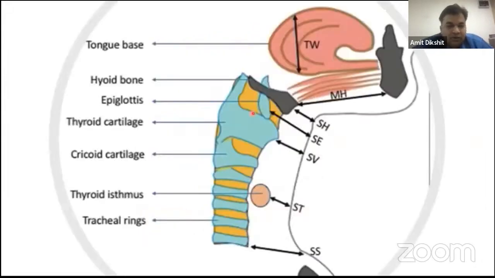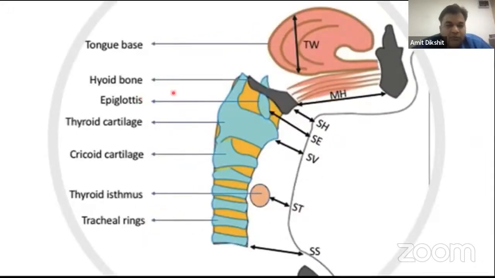Again, the hyoid bone on the top, the tongue, the hyoid bone, then we have the epiglottis. Then at the level of the thyroid cartilage, we have the vocal cords, then the cricoid cartilage with the cricothyroid membrane in between, and below are the tracheal rings, the thyroid, the isthmus, and other things.